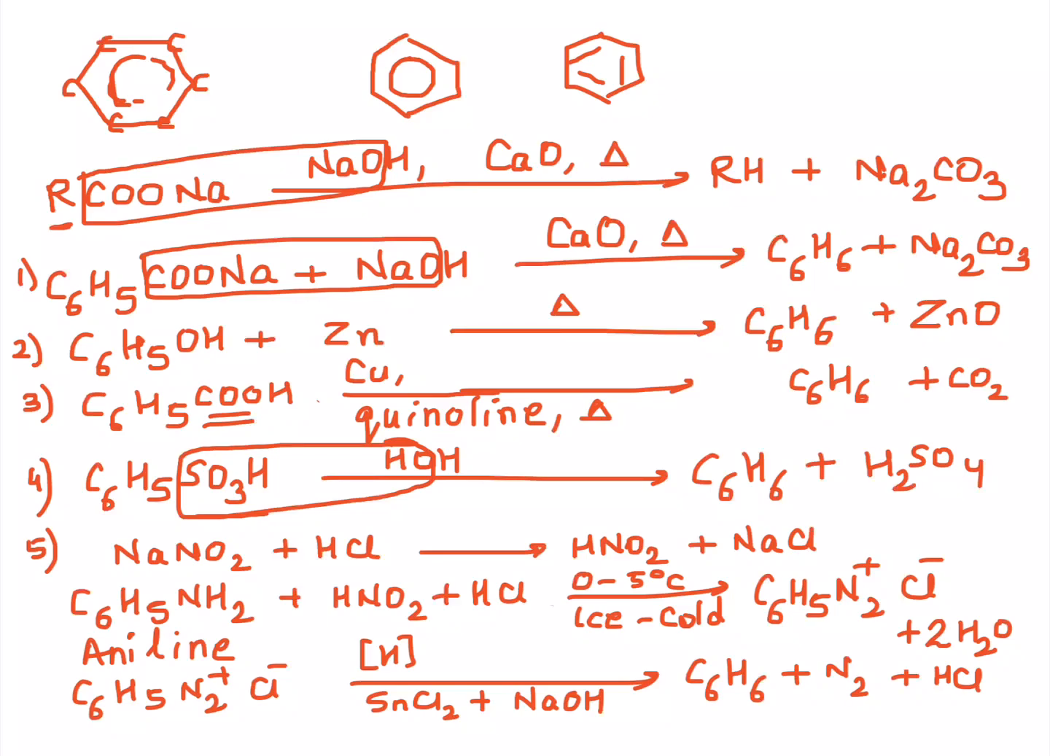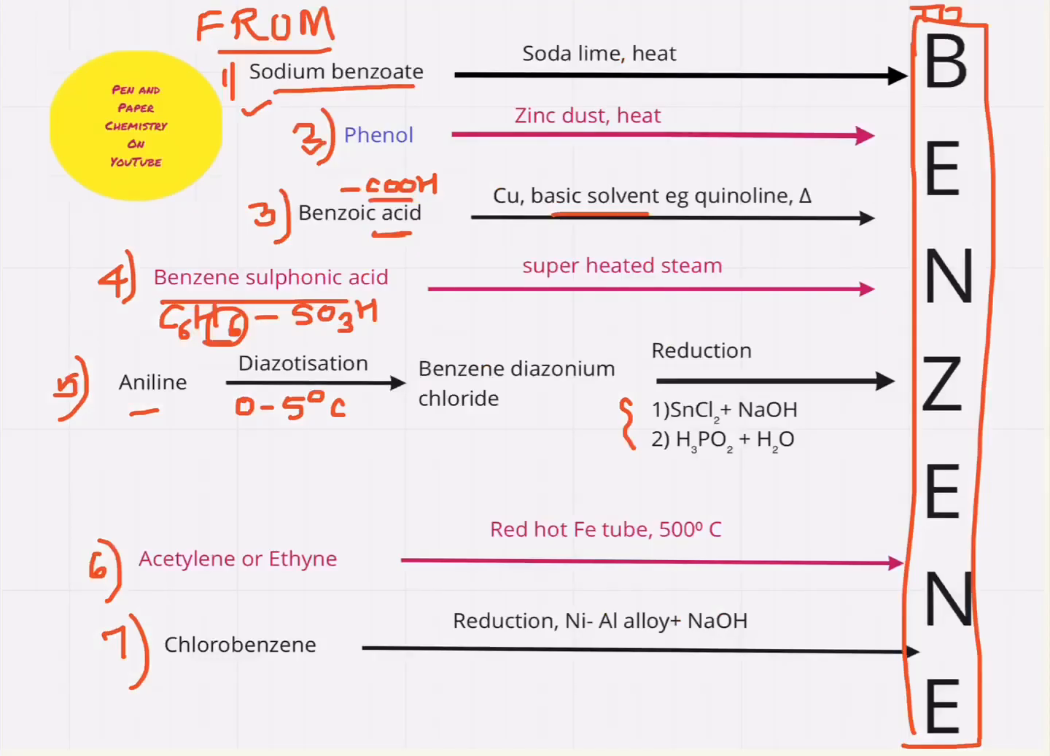We will cover benzene diazonium chloride as a separate compound because it's as good as Grignard's reagent in aliphatic compounds. You can prepare a number of compounds from benzene diazonium chloride. We shall talk about it later. So let's go on to our next preparation.